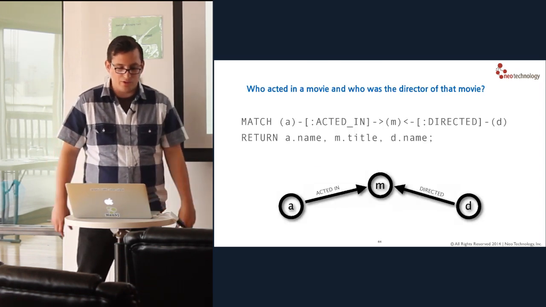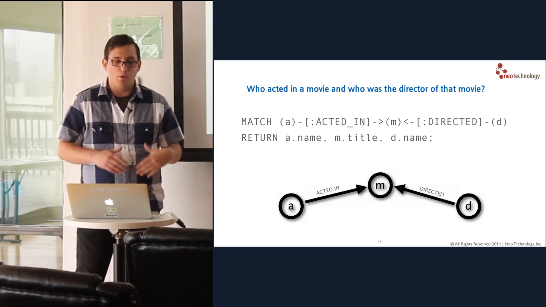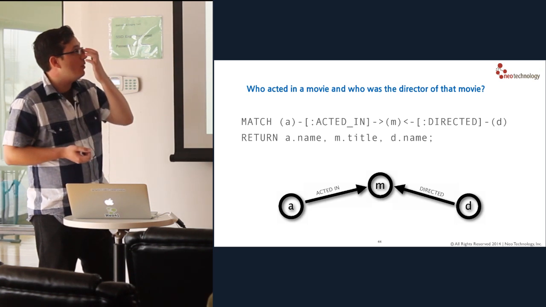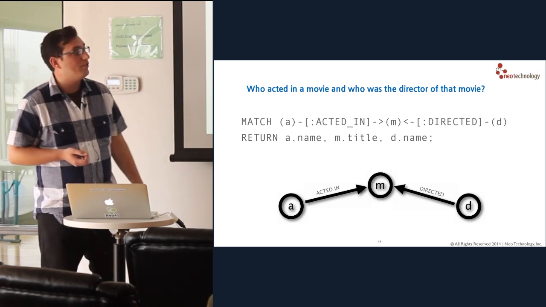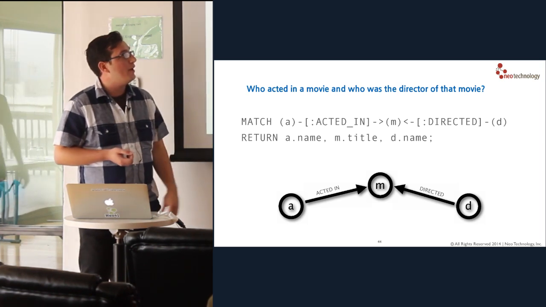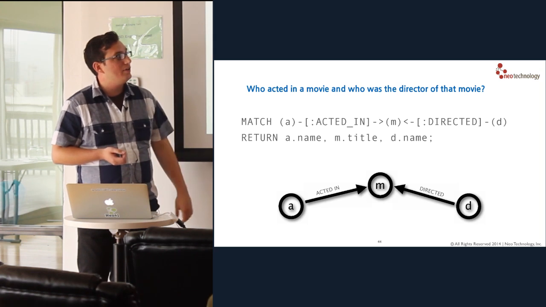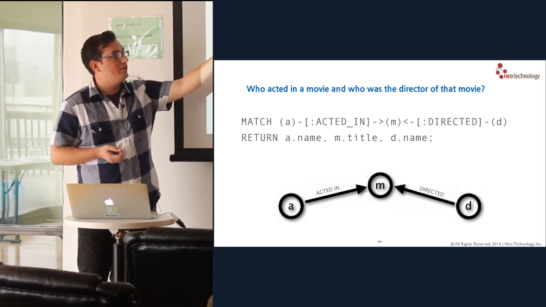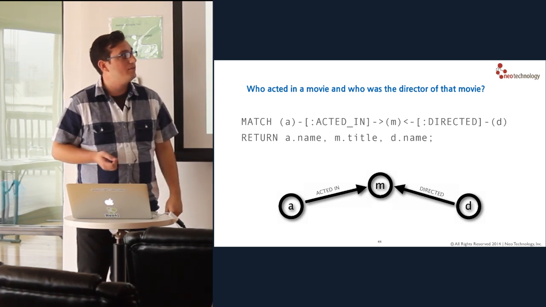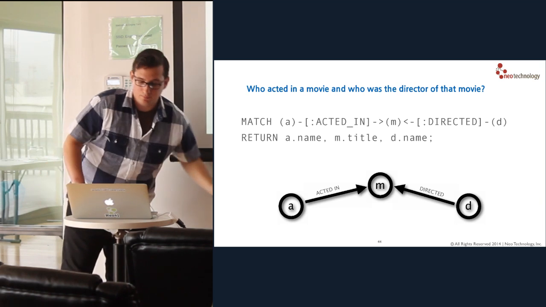So now let's actually get into something real. So if we had a movie domain again, we wanted to answer a question. So the question here we're wanting to answer is who acted in a movie and who was the director of that movie? So here's what that query would look like. We have match A acted in M, which is actor acted in movie, and then we have another one which is D directed M. And to return back the name of the actor, the movie's title, the director's name.